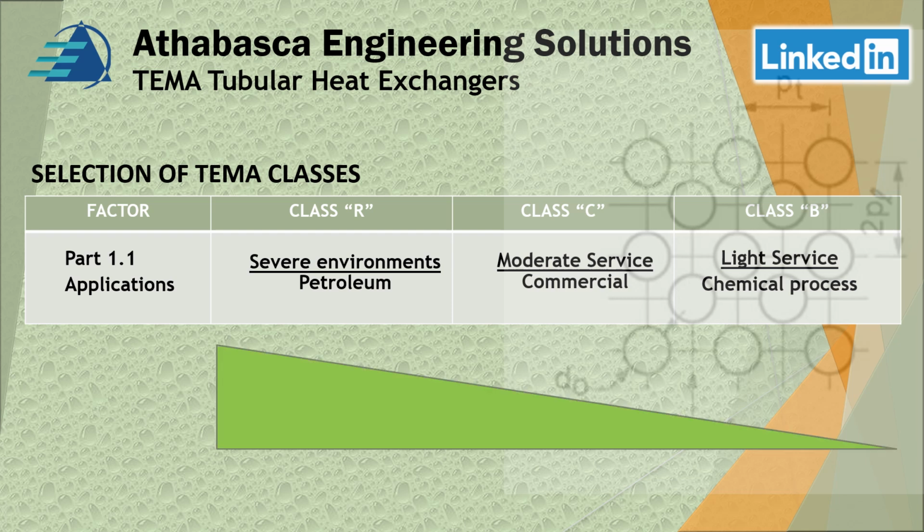And basically, when you look at these, R again is the most reliable, and B is the least reliable. But in different services you may not need that reliability. The most important thing is it's based upon cost. So you would pay more money for a Class R, and it's something to consider when selecting this kind of equipment.